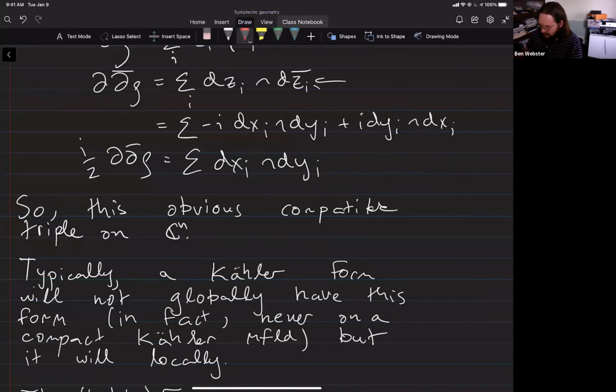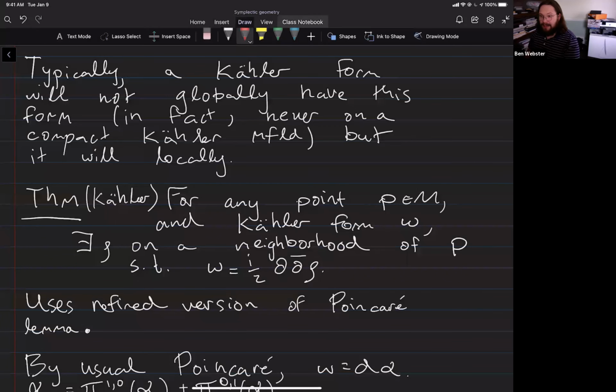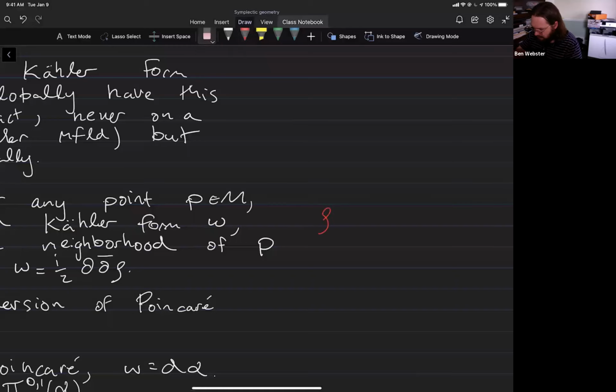All right. Now, unfortunately, usually a Kähler form is not going to have this structure, but it will locally. Let me state this theorem and then we'll take a short break. So it's not true that every Kähler manifold has a global function that satisfies this, but at any point, there's always a neighborhood where you can pick what's called a Kähler potential. Rho is called the Kähler potential.